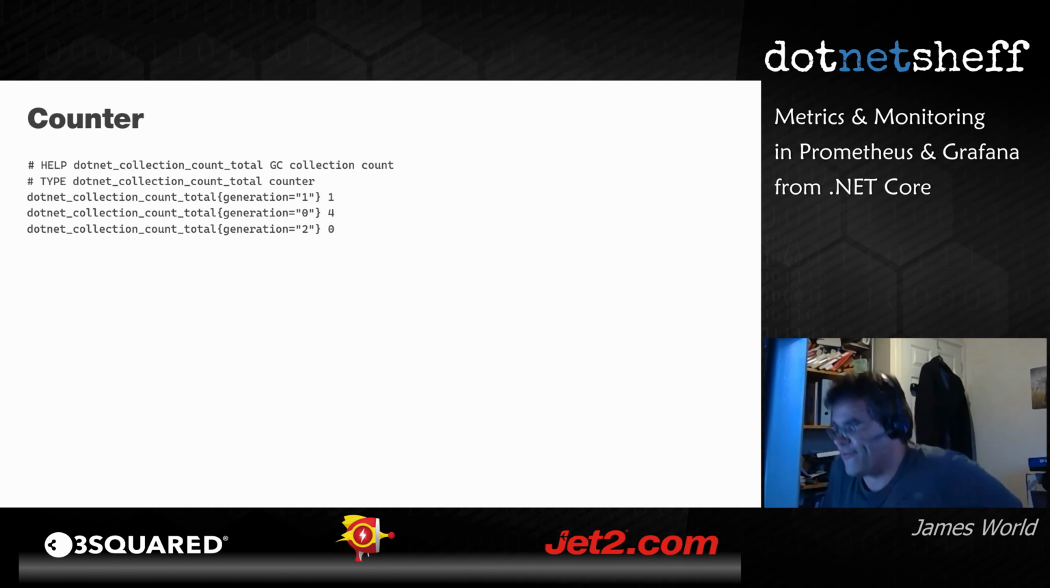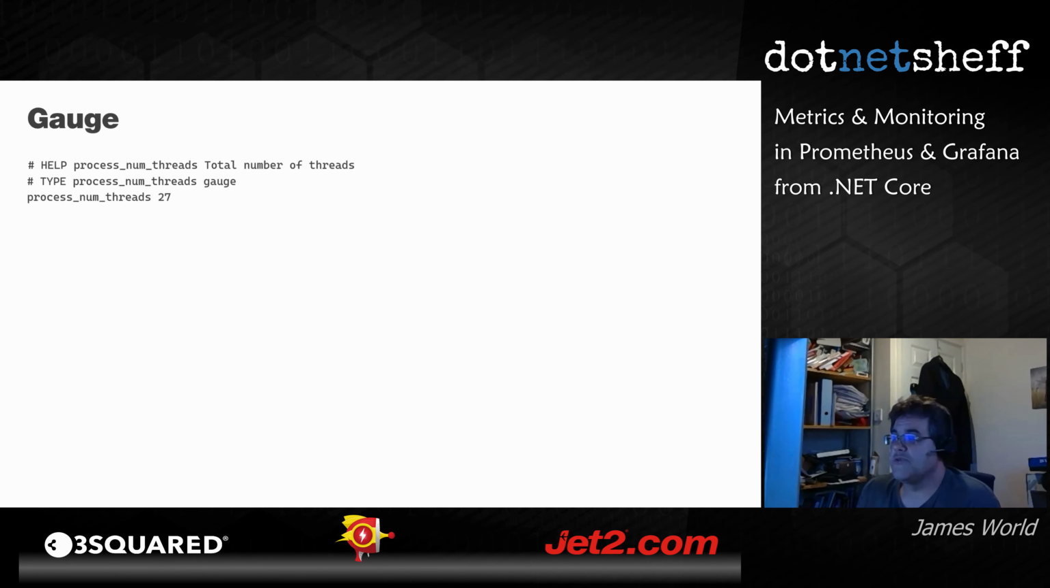The most basic is a counter. And literally a counter is a number that just carries on accumulating. So here we can see a garbage collection count. It's a typical .NET counter that you might see, and it's got a label applied to capture which generation of garbage collection we're looking at. A gauge is a metric that you would use to measure a number that can go up or down. So here we're looking at a metric that's counting the number of threads in the process. And most of the time, just using a counter and a gauge will give you a hell of a lot of information.